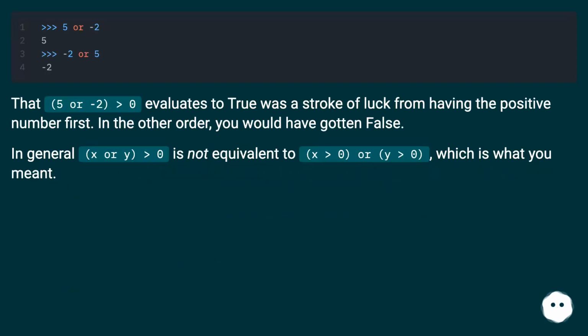That 5 or -2 > 0 evaluates to true was a stroke of luck from having the positive number first. In the other order, you would have gotten false. In general, X or Y > 0 is not equivalent to X > 0 or Y > 0, which is what you meant.